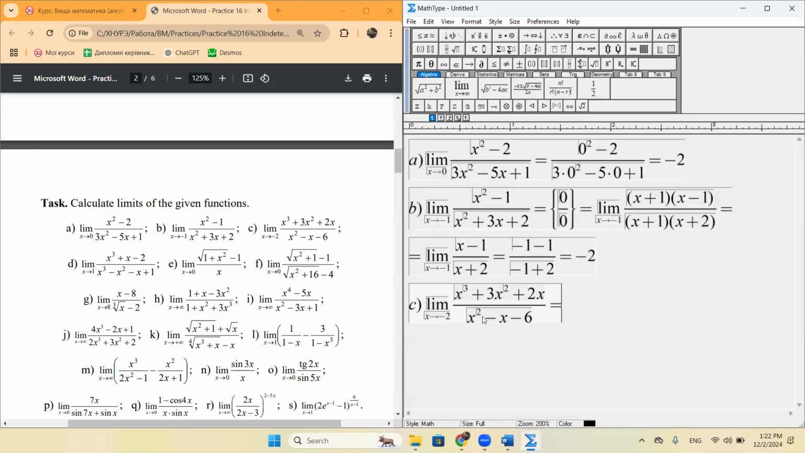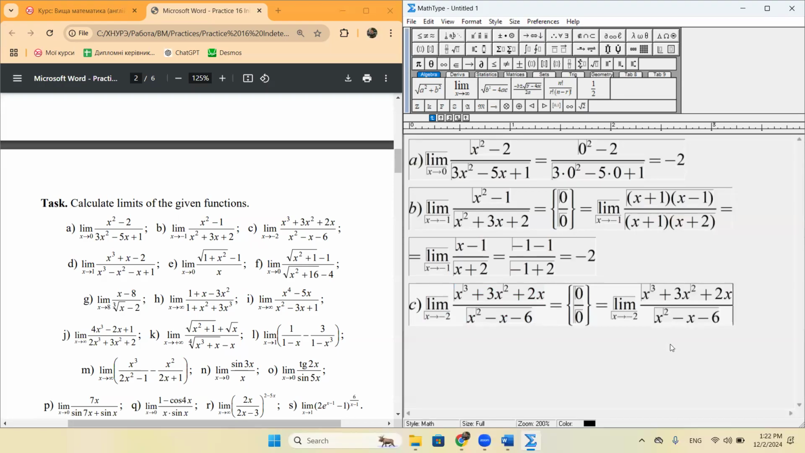And in the denominator, 4 plus 2 minus 6, so 0. Was it unexpected? Basically not. It wasn't unexpected because examples without indeterminate forms are not interesting.